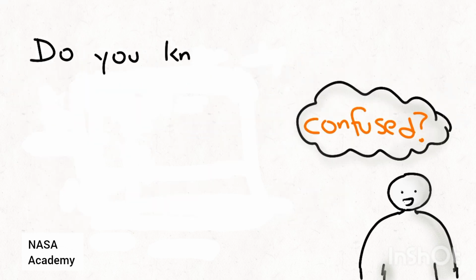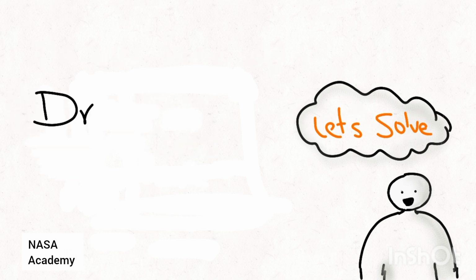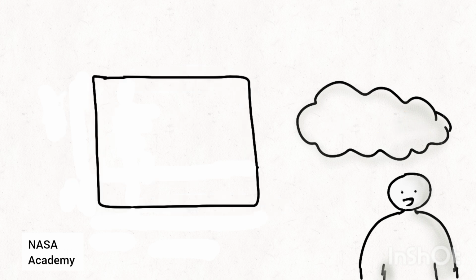Do you know why (a + b)² equals a² + b² + 2ab? No? Then don't worry, let's solve.